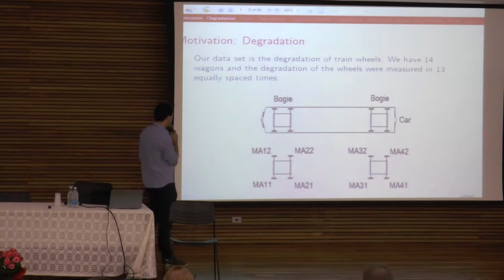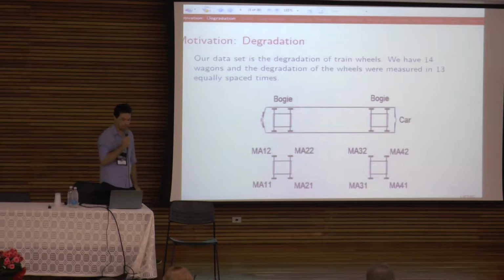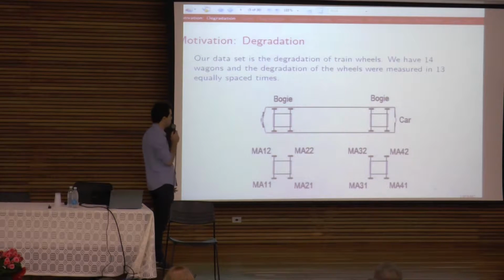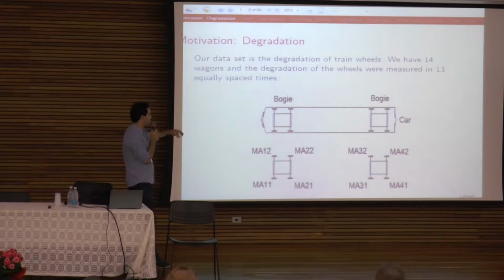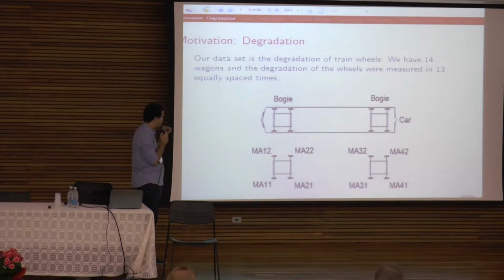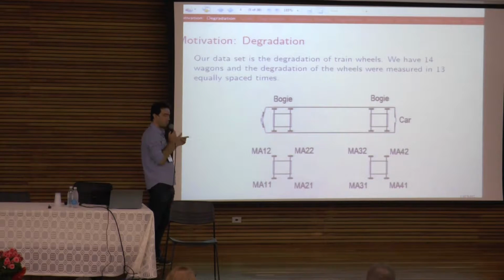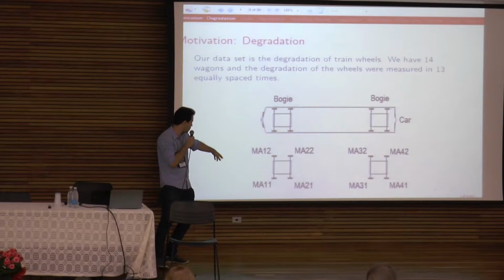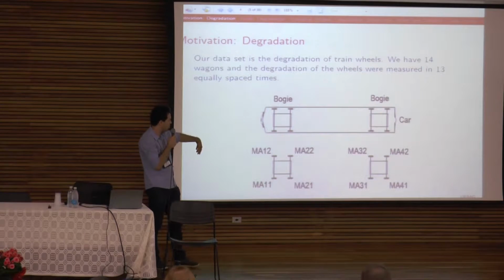Here we have the practical situation that led our research through the years, since my graduation, master's course and PhD. And we have this data set. We have car wagons. For each car wagon, we have 2 bogies. And for each bogie, we have 2 axes. For each axe, we have 2 wheels. For each wheel, we give some names. First, MA11, MN12, and the rest follows the same way.